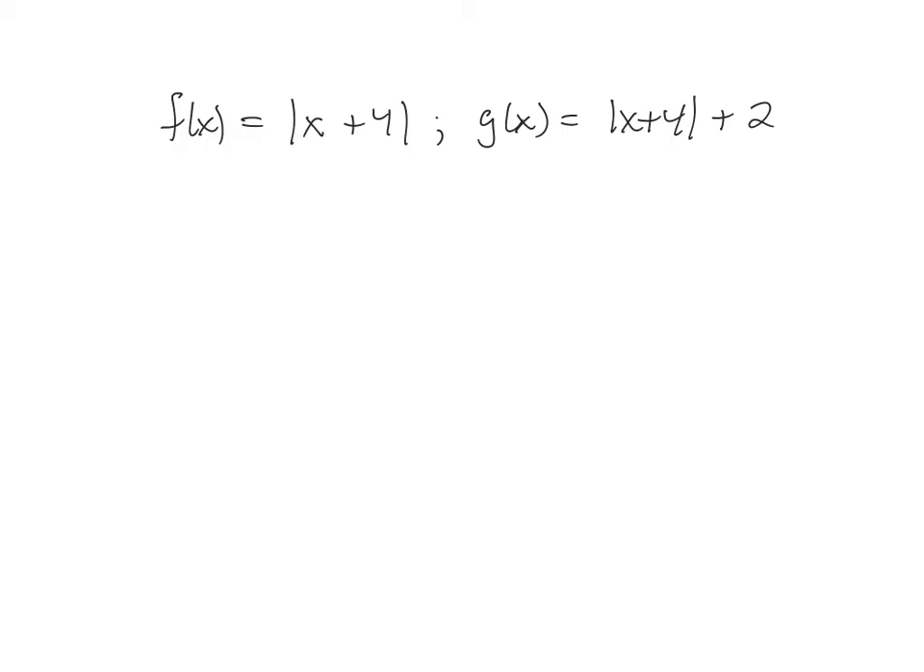Well, in this one, what's different is there's a 2 there. The x plus 4 is the same, so I don't care about that. So this would be a vertical translation up 2. So anything that's adding or subtracting on the outside is always a vertical translation. If it's positive, up. If it's negative, down. Okay.